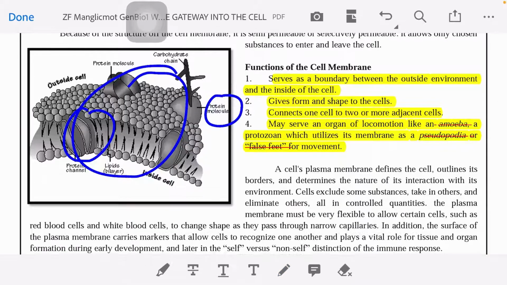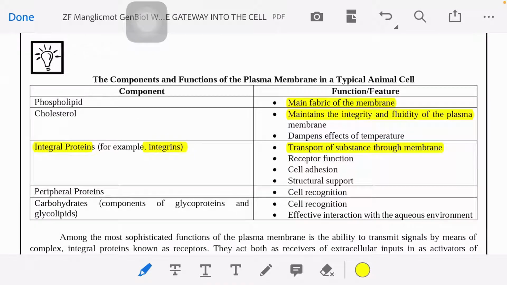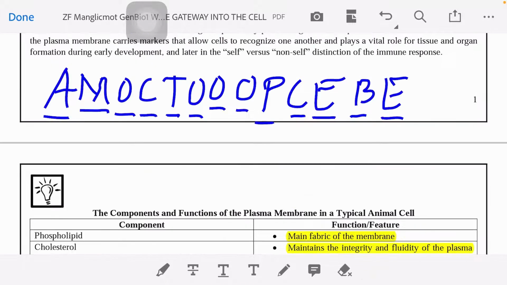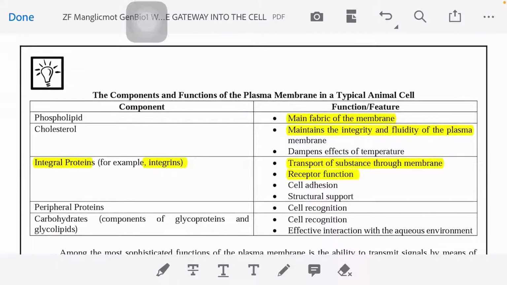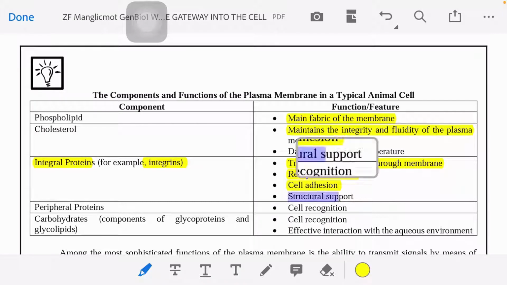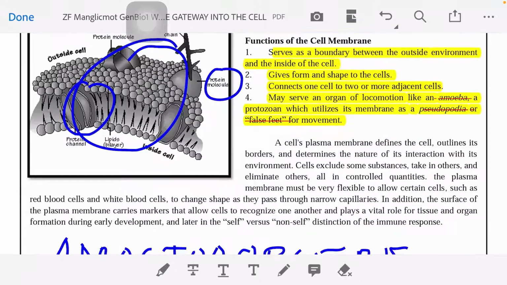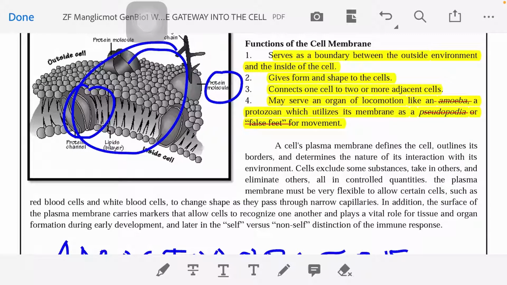and we have the protein channels as well. Okay, going back. Also, receptor function. So, receptor, it accepts signals depende kung ano yung signal na ibibigay. Cell adhesion. You also have structural support for the cell. And we have the peripheral proteins, again another protein, and that is for cell recognition. Di ba nabanggit kanina sa function ng cell membrane? Let us go back. Asan na ba yun? Yung sinabi kanina na formation during early development and later self versus non-self distinction.